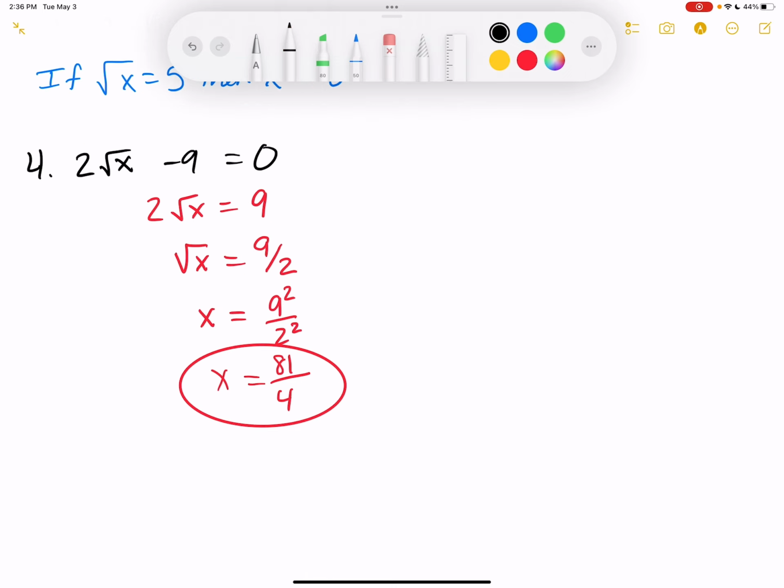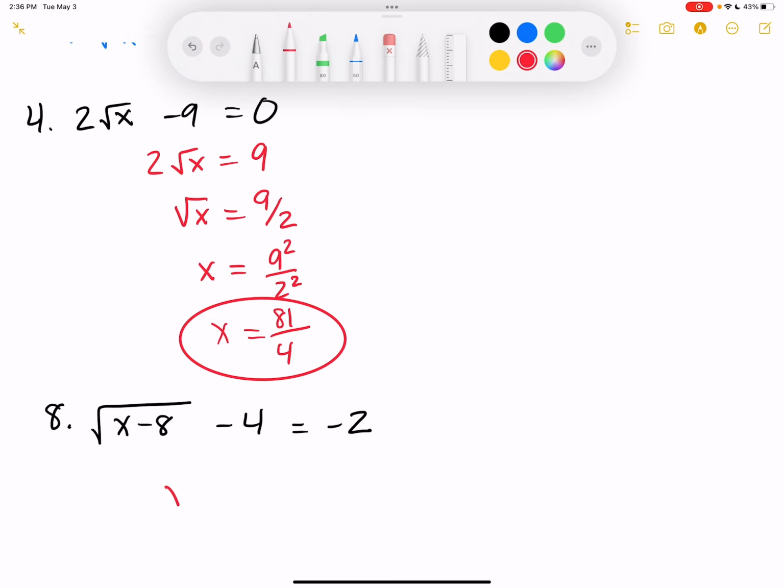All right. 6 is one that ends up not having a real solution, so we're going to skip that one. So we're going to jump to 8. The square root of x minus 8, that's all underneath the square root. And then outside of it, minus 4 equals negative 2. So the 4 to the right side. So that's going to be the square root of x minus 8 equals, adding the 4 over, negative 2 plus 4 is going to be positive 2.